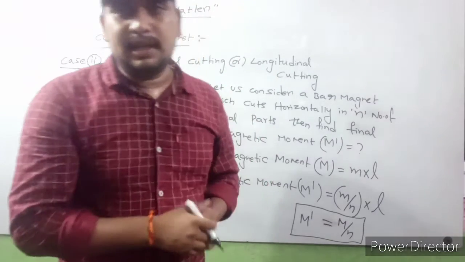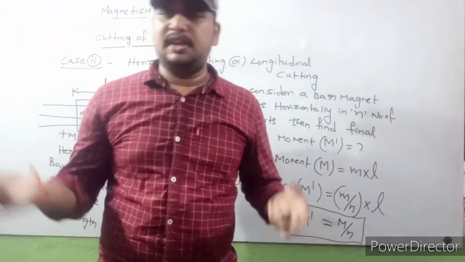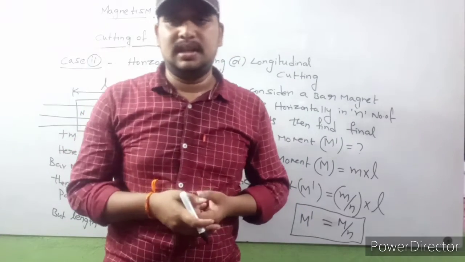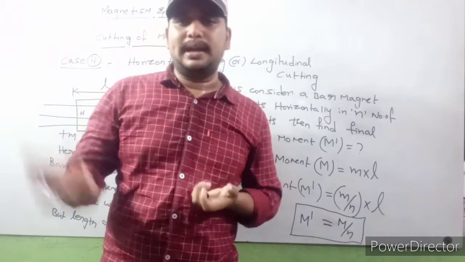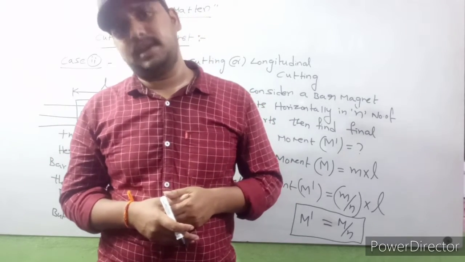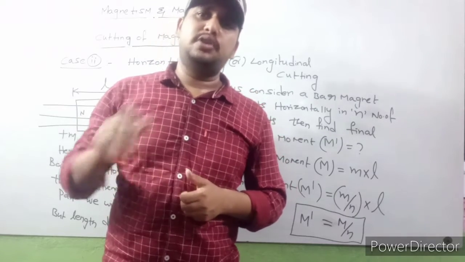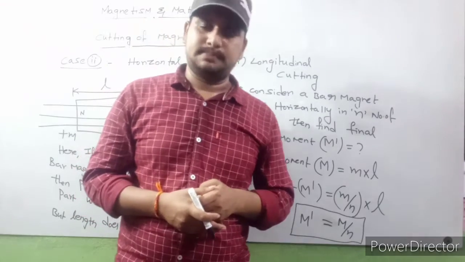So if you consider any magnet that is cut into n number of equal parts vertically, then the new magnetic moment, definitely the magnetic moment will change. If you cut the magnet, if you are bending the magnet, the magnetic moment will change. If it is cut vertically into n equal parts, then the new magnetic moment M dash is equal to M by n. If you cut the magnet horizontally into n equal parts, then the new magnetic moment M dash is equal to capital M by n. Right.